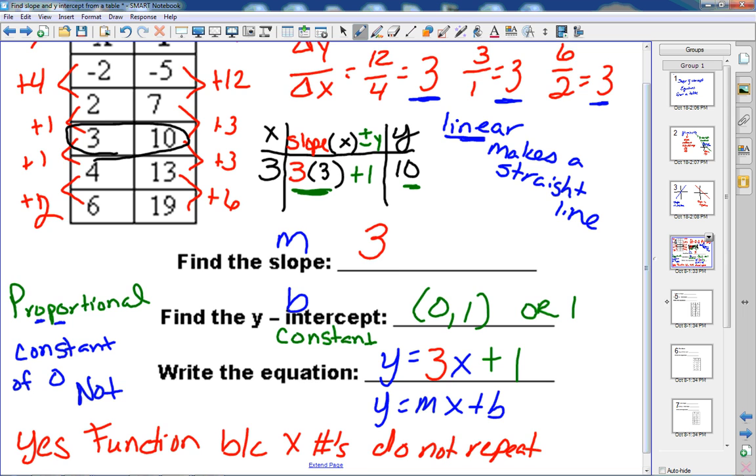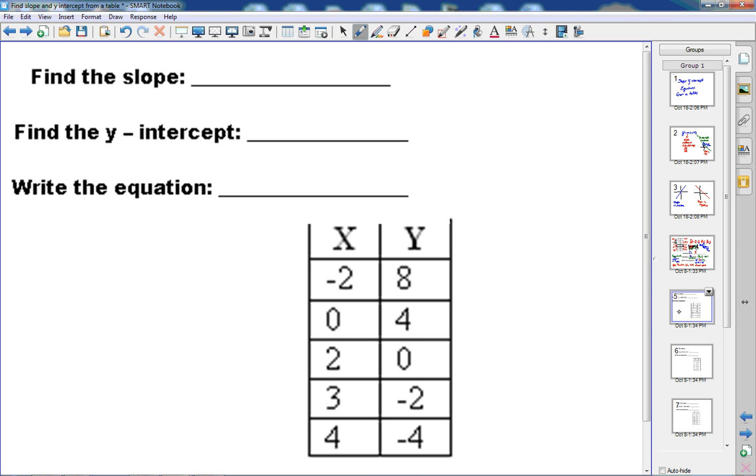Okay, let's try our next one. If I were you, I'd pause the video and come back and see if you can answer these questions. Remember, the slope is m, the y-intercept is b. My equation is y equals mx plus b. Okay, so the first step is delta y, the change in y.